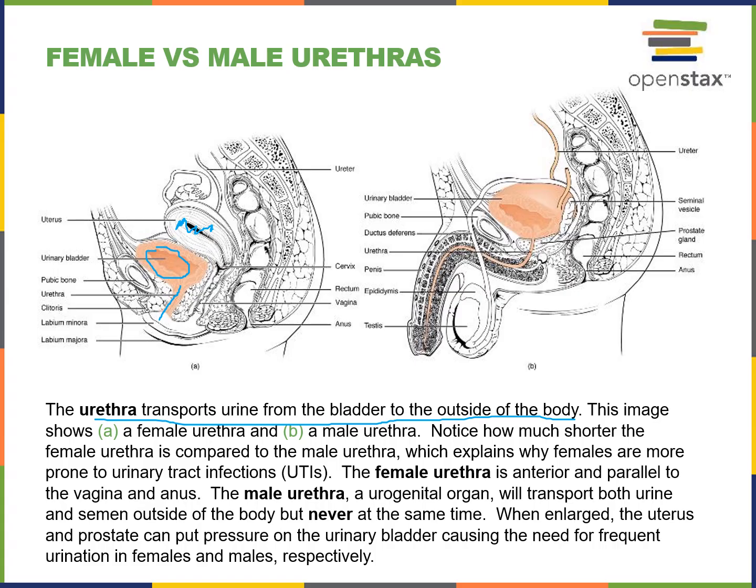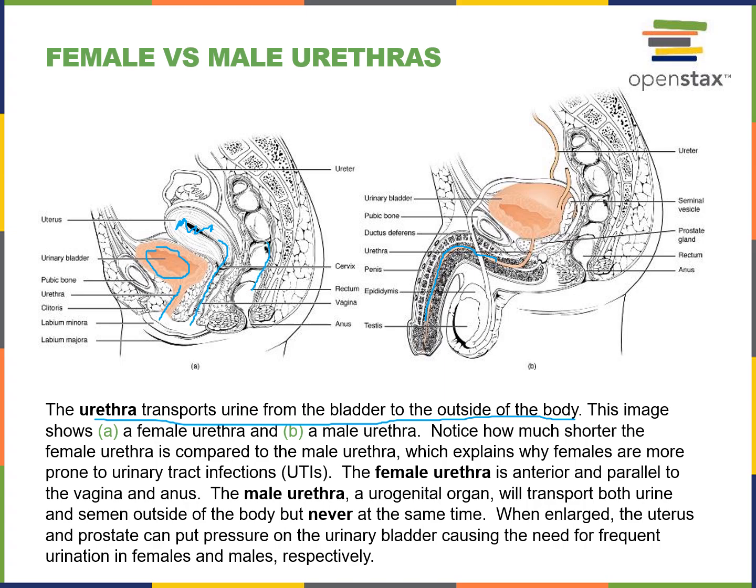Males have a urethra that passes through the penis. And so the urethra is part of both the reproductive system in males and the urinary system in males. That is not true in females. Females have a reproductive system, so from the uterus, there's an opening to the vagina.